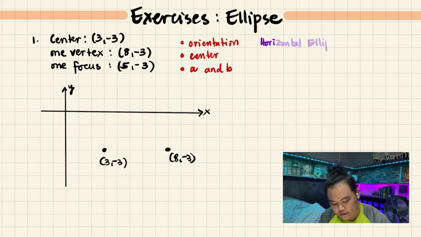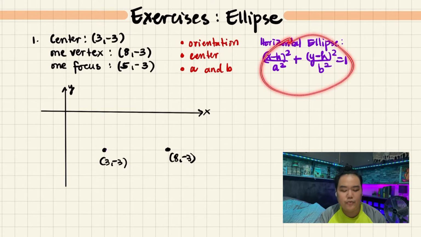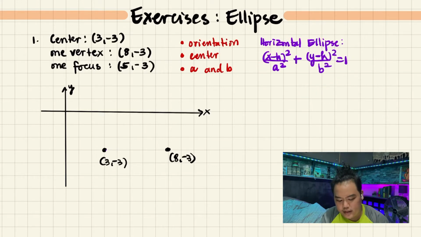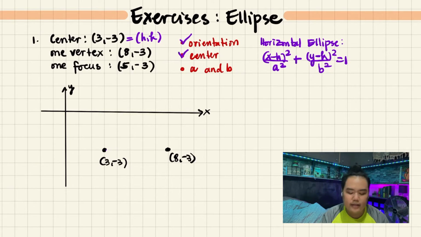Okay? So, okay na yung ating orientation. So, horizontal ellipse ang equation is x minus h square over a square. Yung a square nasa denominator ng x minus h. Ayan na. So, yan na equation niya. Supply na lang yung mga values. So, we already have the center, 3, negative 3. This is hk. So, libre na yung orientation, libre na yung center. Yung a at b na lang.